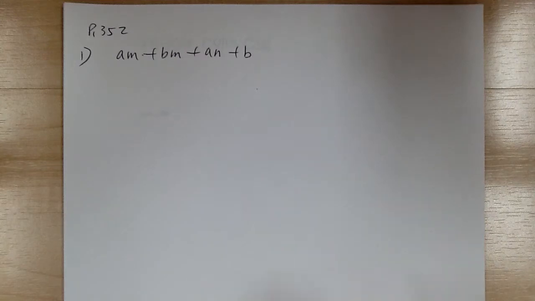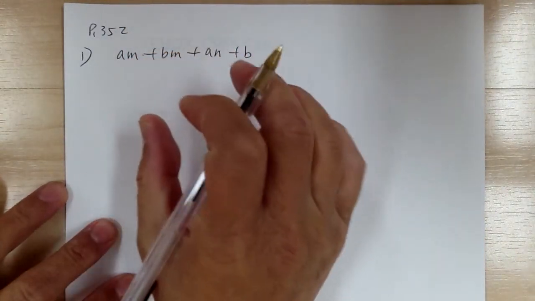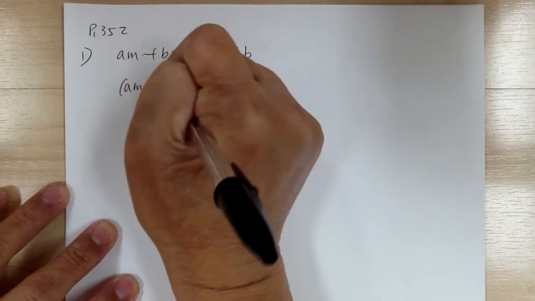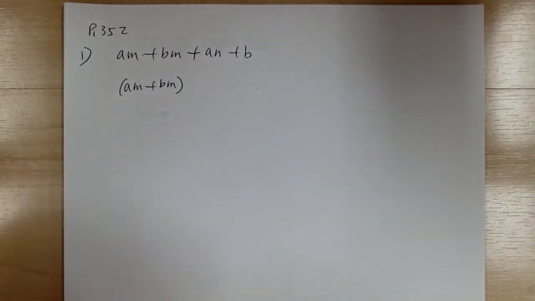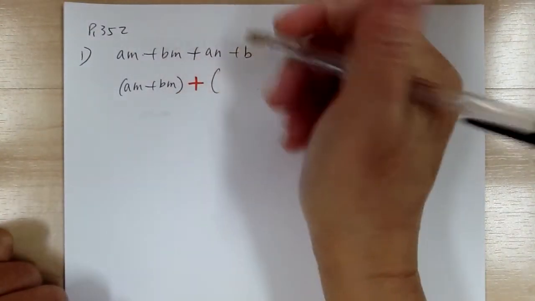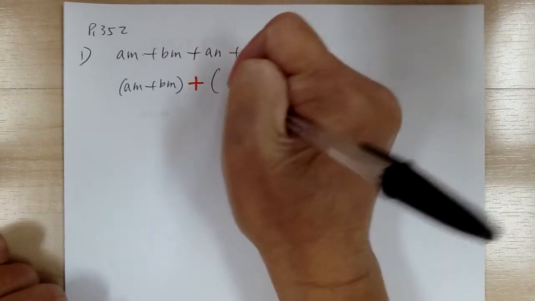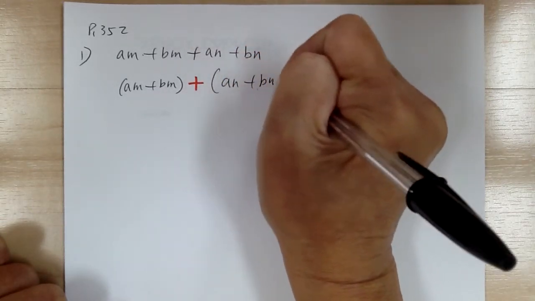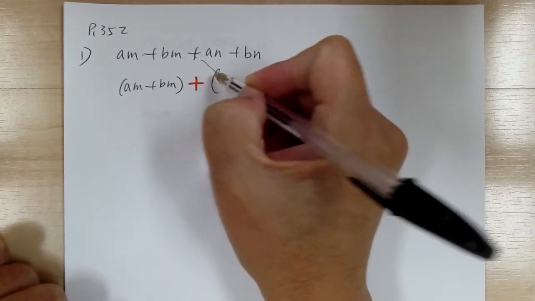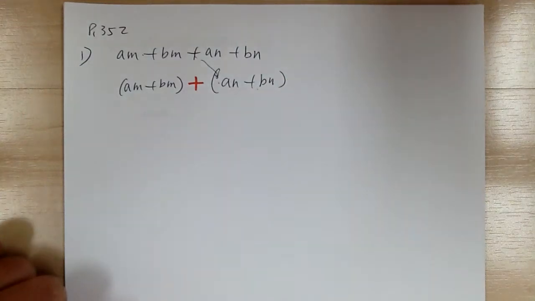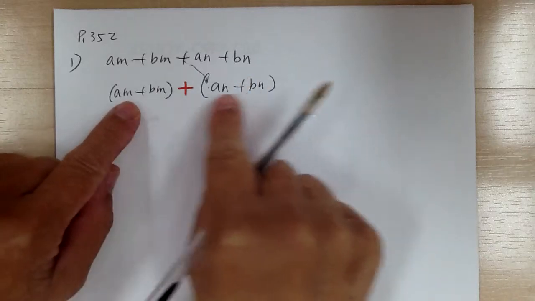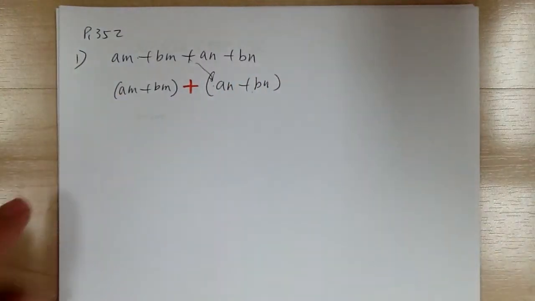So the way that you work is you group. Usually what you do is you just group whatever you see. So you got AM plus BM. Now you always put a plus between the group. And this would be AN plus BN. Now again, this plus is right in here. So always put a plus between the group. So the grouping is you have one big problem, you break it up into 2 smaller problems. So now you do each one individually.